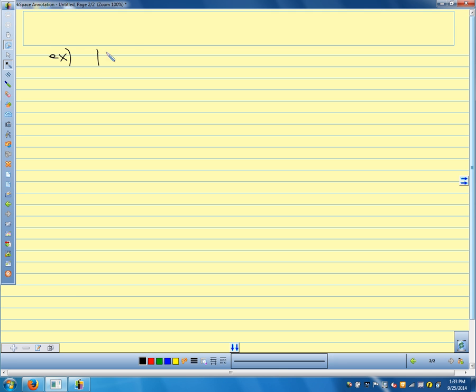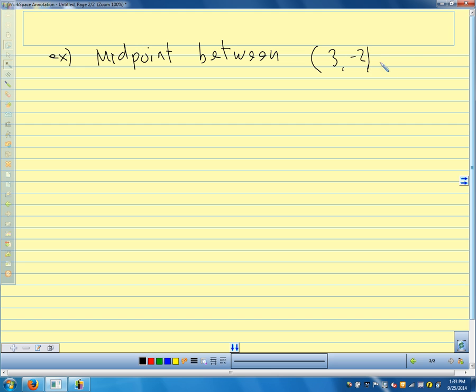So we want the midpoint between 3, negative 2 and 4, negative 7. What I'm going to suggest that we do, always when we're working with the midpoint, is label these x1, y1, and x2, y2. Doesn't matter which ones are 1s and 2s, but the 1s and 2s have to stay together. I can't mix up the 1s and the 2s.